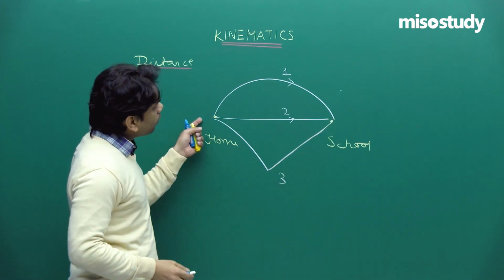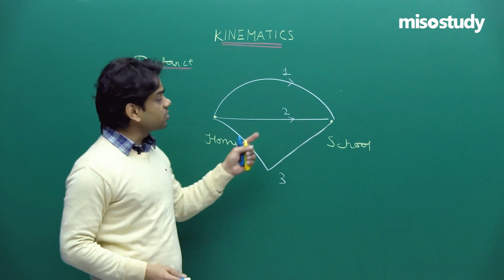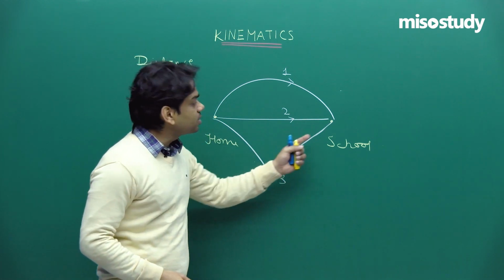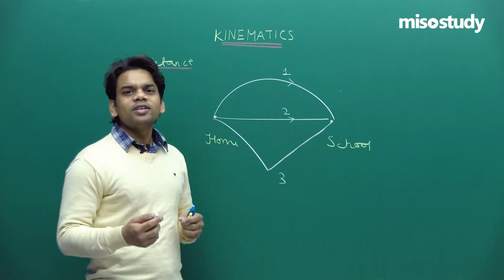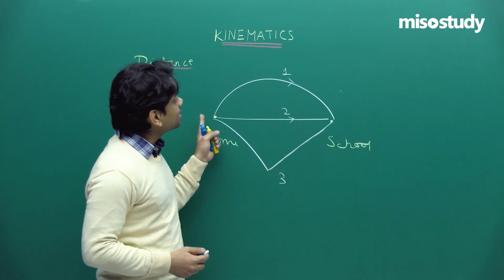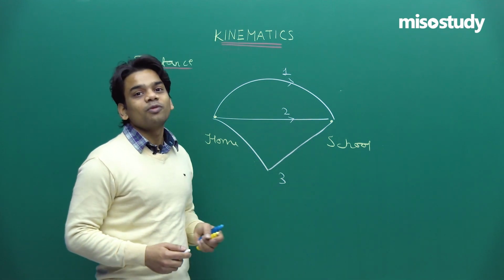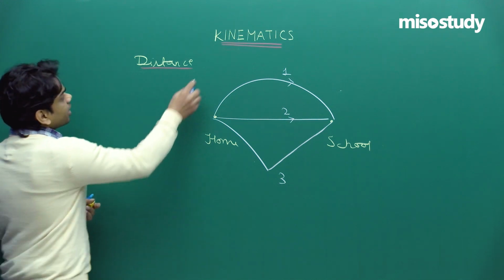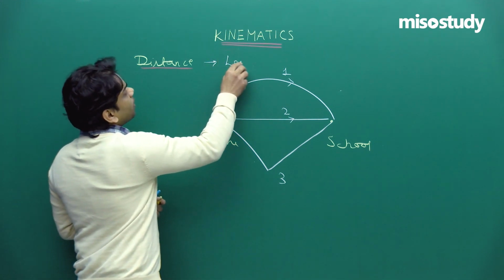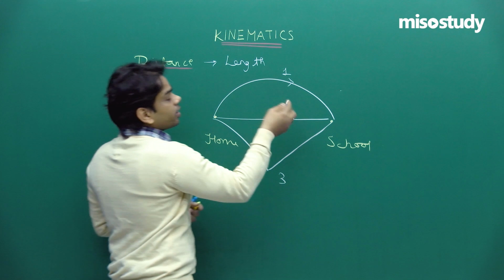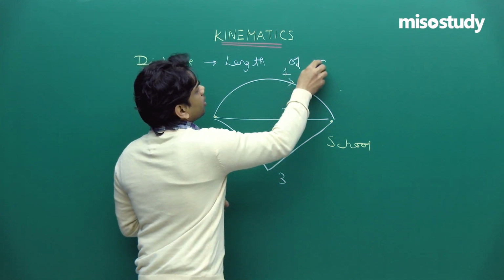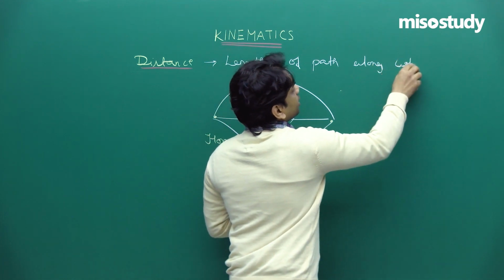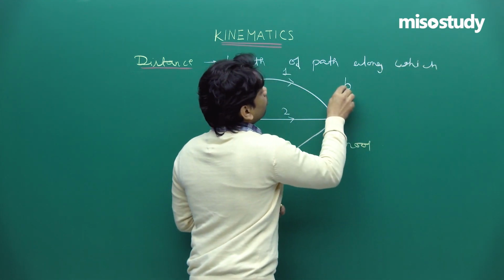Now, if you move along path 1, you will cover a different distance. If you move along path 2, you will cover a different distance. If you move along path 3, you will cover a different distance. Actually, distance is the total path length along which you have moved from your initial point to your final point. So, what is distance? It is the length of the path along which the body has moved.